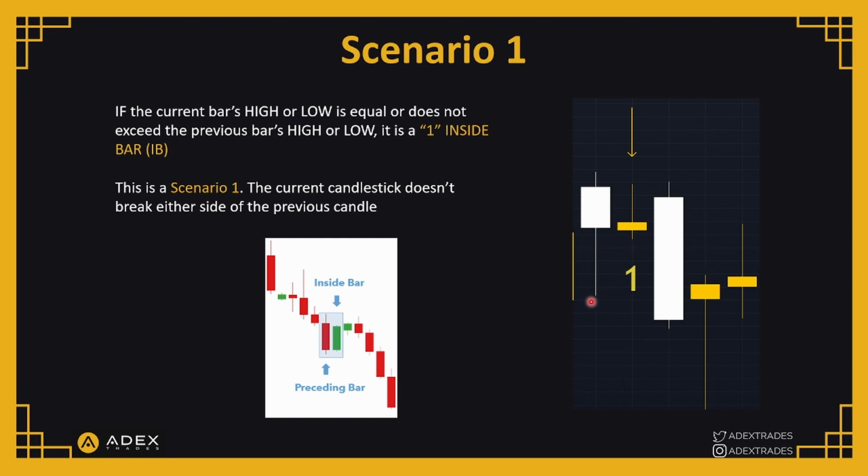And when we talk about breaking, what I mean is that the price of this bar is supposed to go above the price of this bar. When we talk about breaking the low, the price of this bar is supposed to go below the price of this bar. The fact that it didn't on both sides means that this is an inside bar. The current candlestick doesn't break either side of the previous candle. This is the same example here as well.